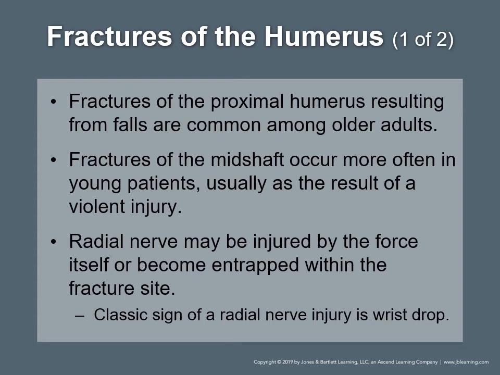Fractures of the humerus. Fractures of the humerus may occur either proximally, in the midshaft, or distally at the elbow. Fractures of the proximal humerus result from falls. These are common among older adults. Fractures of the midshaft occur more often in young patients, usually as the result of a violent injury. Examine the extremity to reveal any significant swelling, ecchymosis, gross instability of the region, and crepitus. The radial nerve may be injured by the force itself or become entrapped within the fracture site. The classic sign of a radial nerve injury is wrist drop.